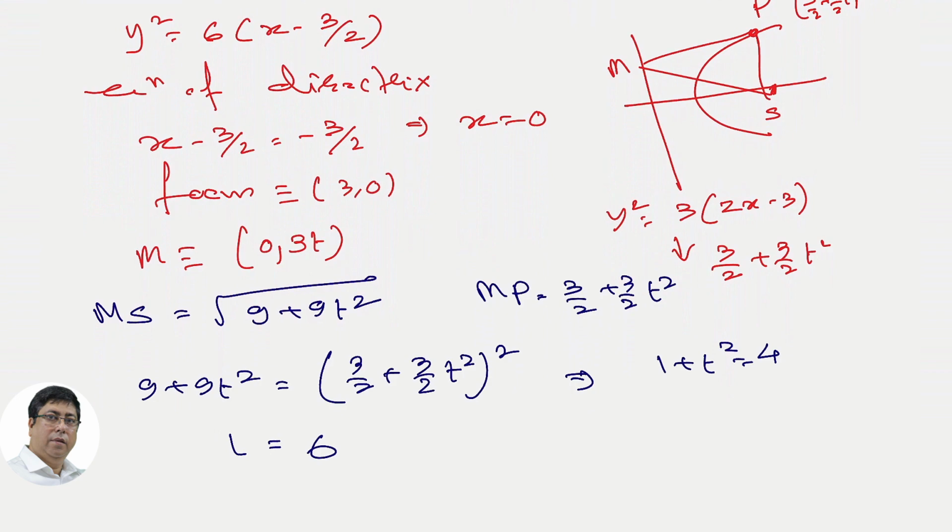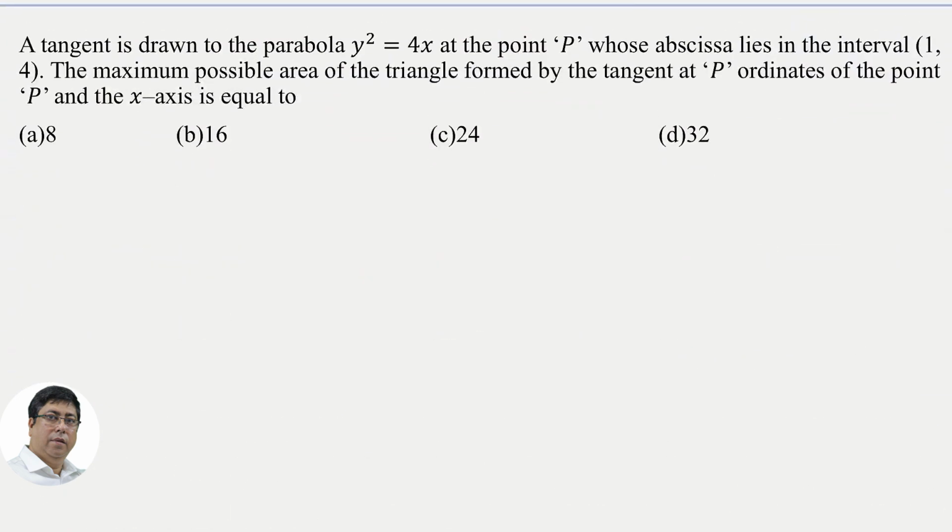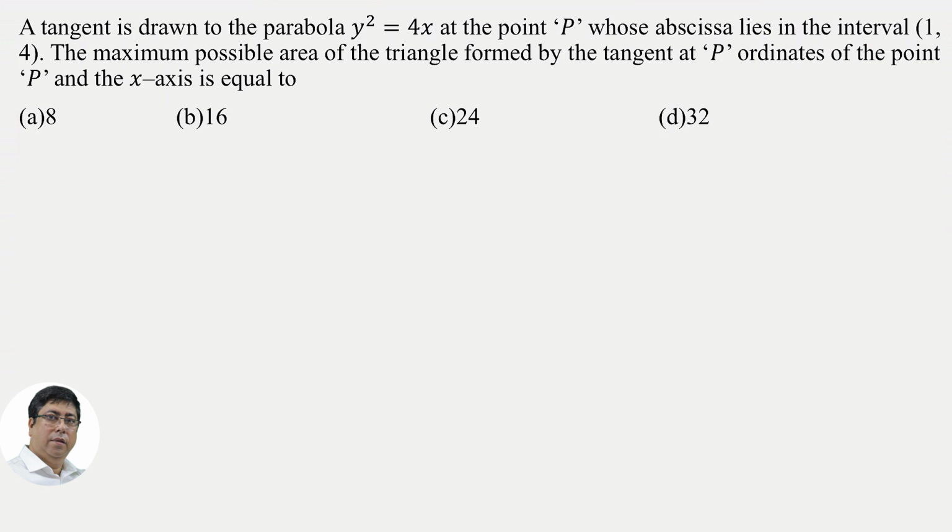Let's solve the next sum. A tangent is drawn to the parabola y square equal to 4x at the point P, whose abscissa lies in the interval 1 to 4. The maximum possible area of the triangle formed by the tangent at P, ordinate of the point P and the x-axis.